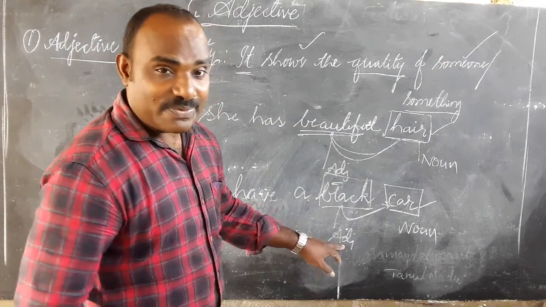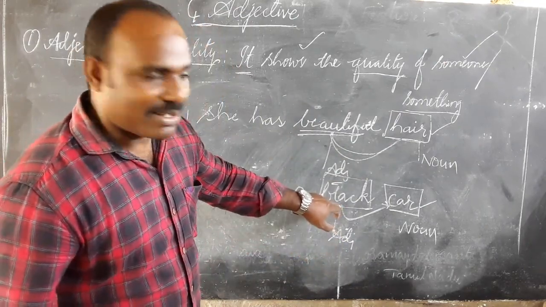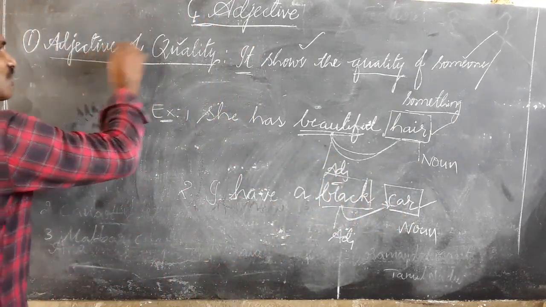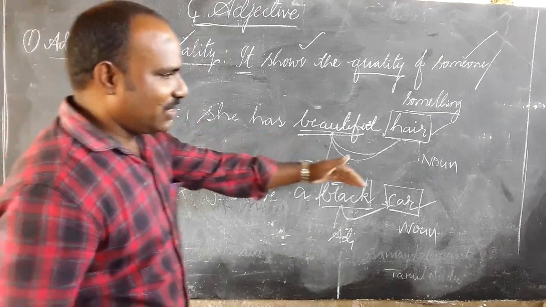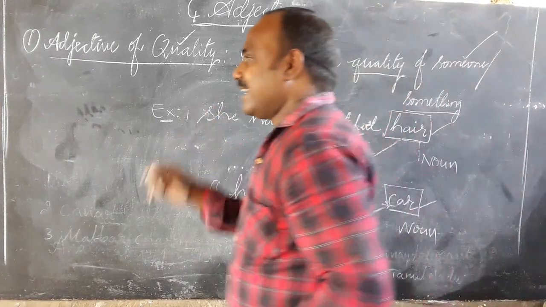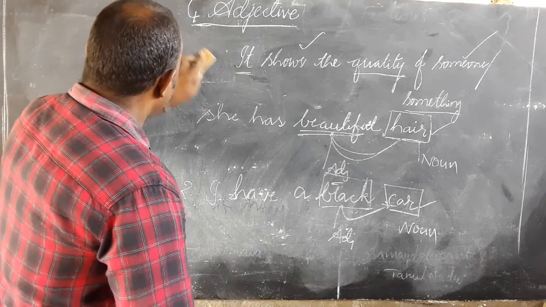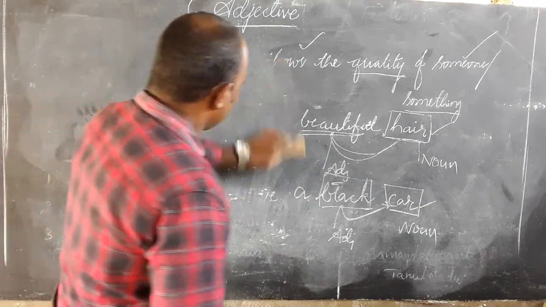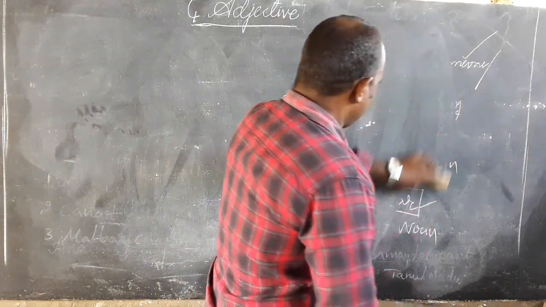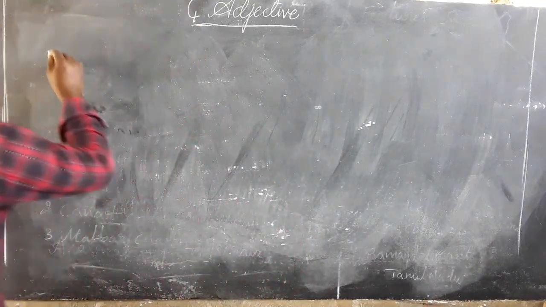Again here, what kind of adjective is it? Because this word black describes the common noun car, that's why it can be called an adjective of quality. It shows the quality of a person or something else. Very simple. Second one we'll see.